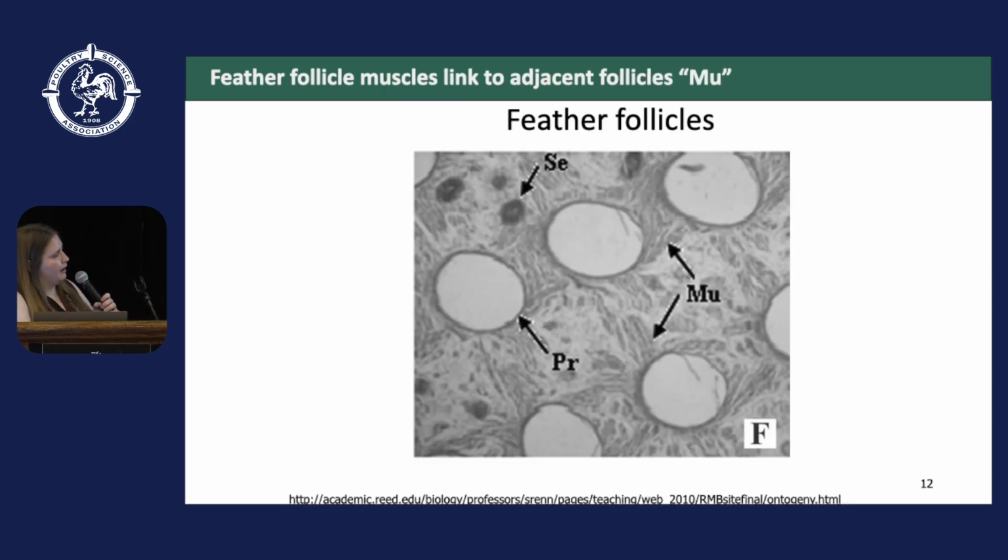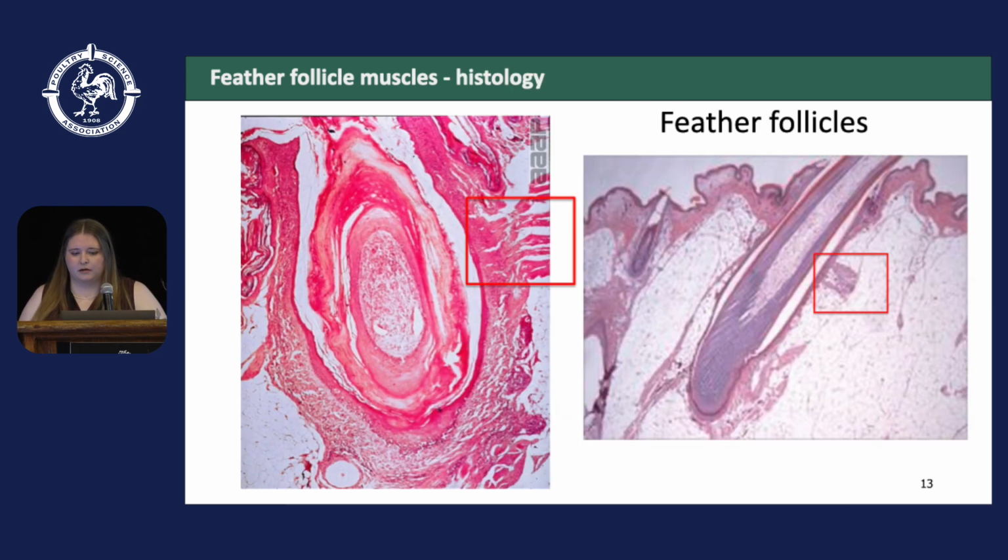And as you can see, here is the muscle lining, and here is the feather follicle. The muscles are connected to the feather follicles, not the feathers themselves. This is just showing it another way through histology. You can see the muscles and then the tendons. Here is the feather in the feather follicle, and you can see that space in between the feather and the muscle.